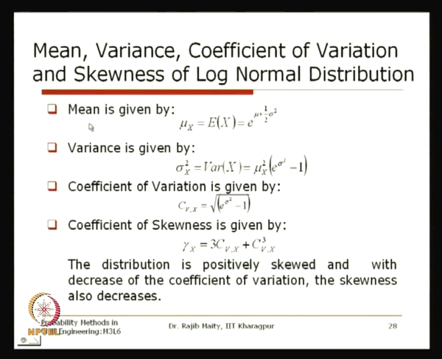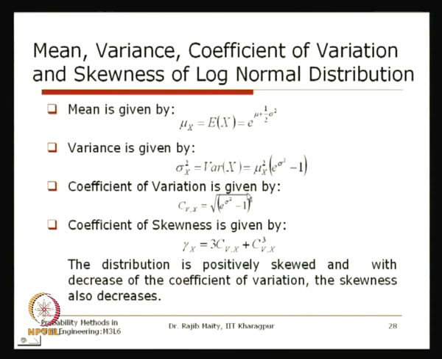Now, the mean of this log normal distribution, the expectation of x, can be shown to be e power mu plus 1 by 2 sigma square. This is the mean for the variable x, while mu is the mean after taking the log of the distribution of x. Again, the variance of x is equal to mu x, where the subscript x denotes the mean of x, squared, multiplied by exponential sigma square minus 1.